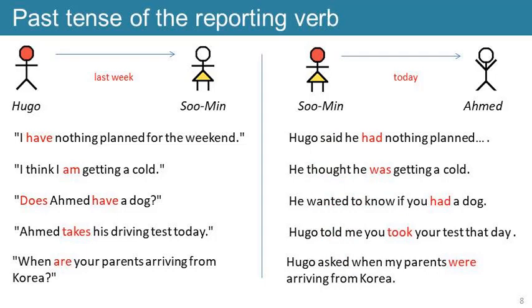Okay, look at Hugo's words on the left and note how Sumin reports them with a past tense reporting verb on the right. In each case, Hugo's present tense has been turned by Sumin into a past tense when she reports to Ahmed. This is what is meant by backshift, also called the sequence of tenses. In other words, putting the tense back in time.